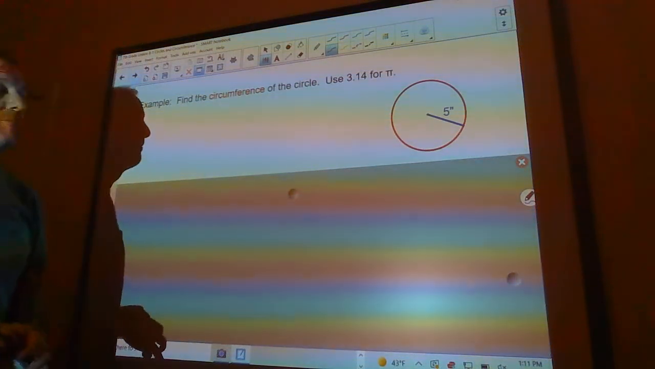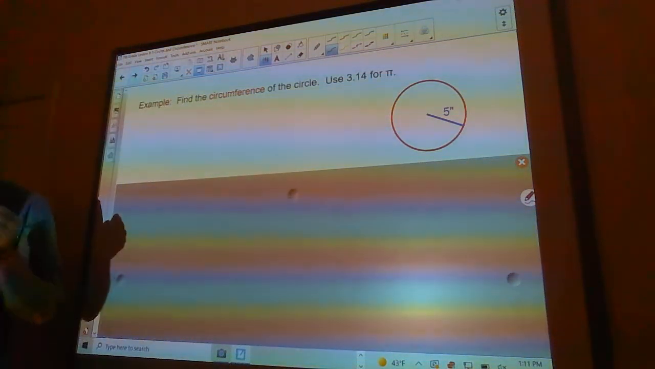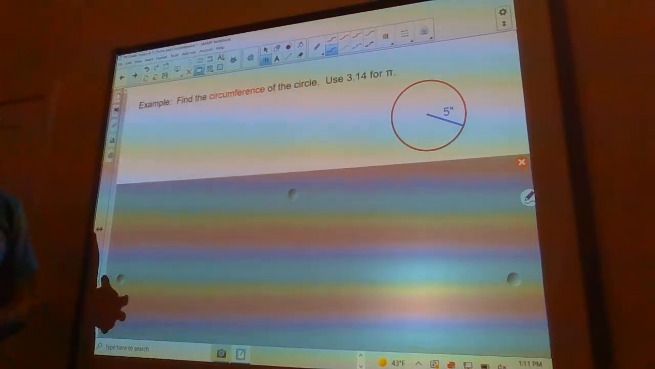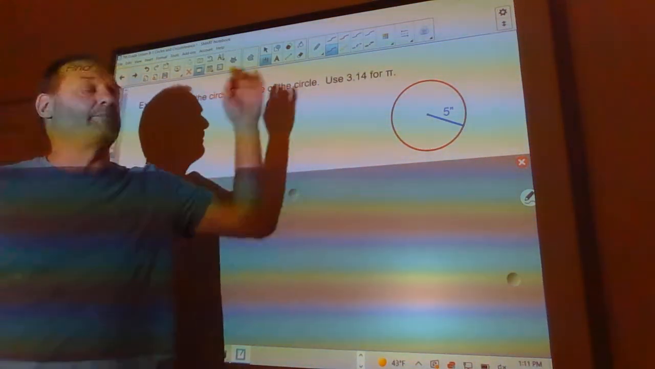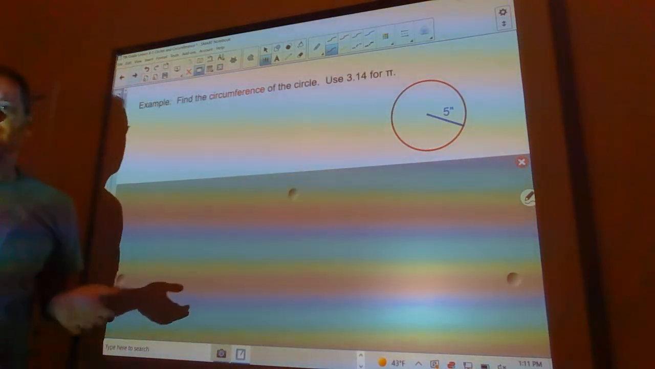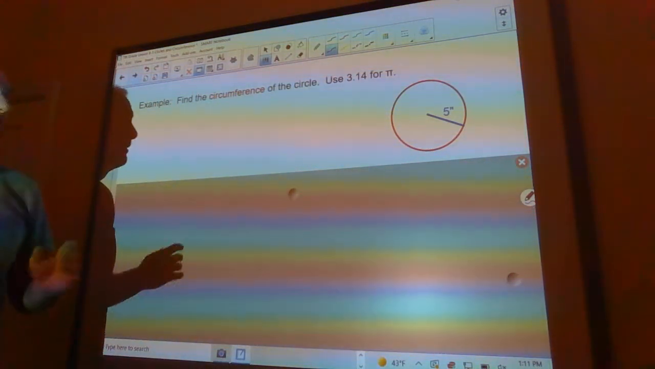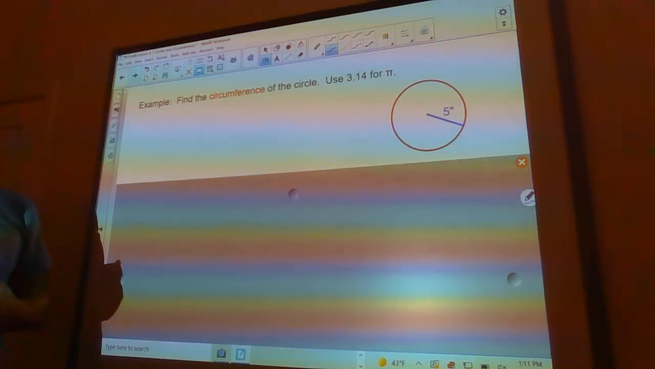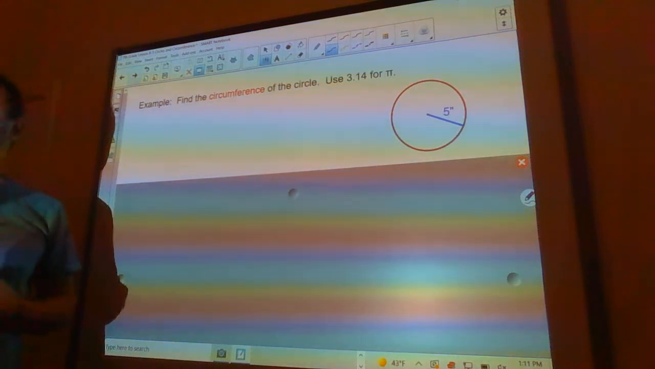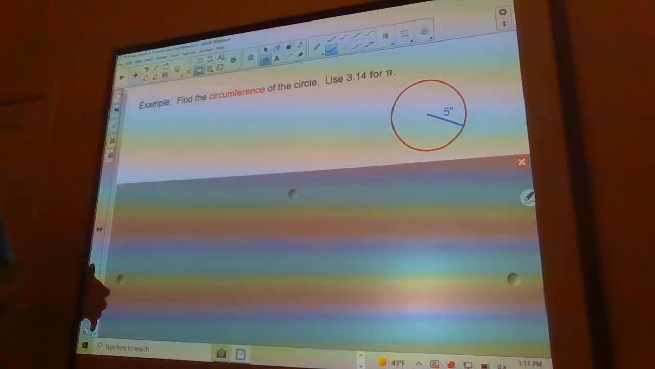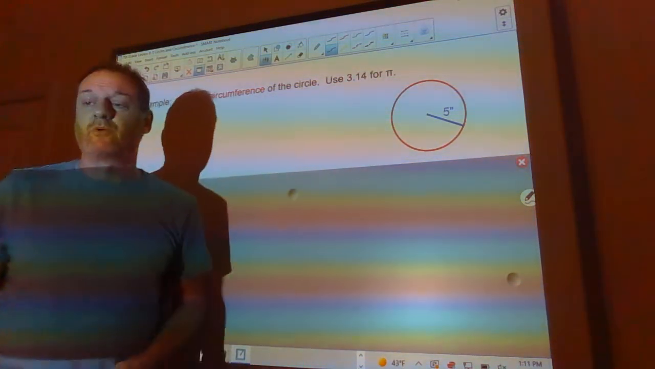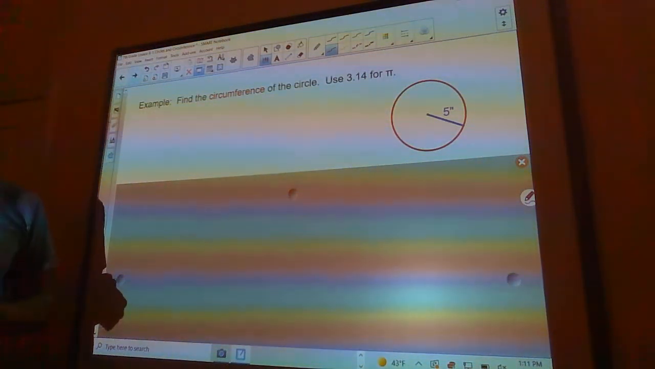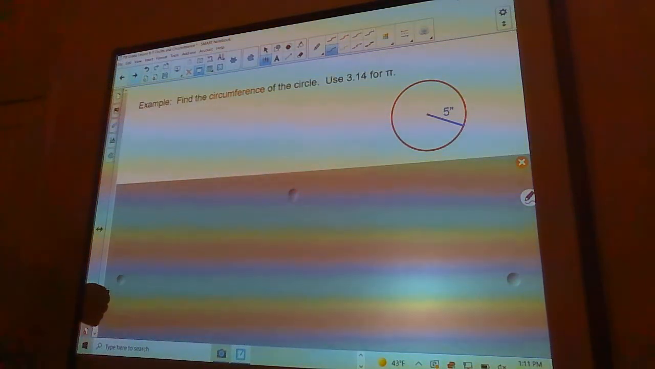Use 3.14 for pi. Now, pi is a number we can't write down exactly unless we just write the letter pi. But there are a couple of approximations. A lot of times we use 3.14 because the question is how accurate do you really need to be? And 3.14 usually gets that done. Another number that we use sometimes is the fraction 22 over 7, because 22 over 7 is pretty much 3.14, and it works really well when you have a radius that's a multiple of 7.